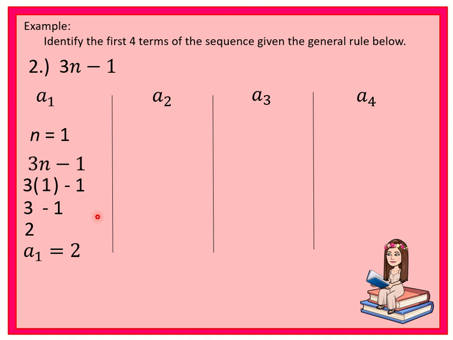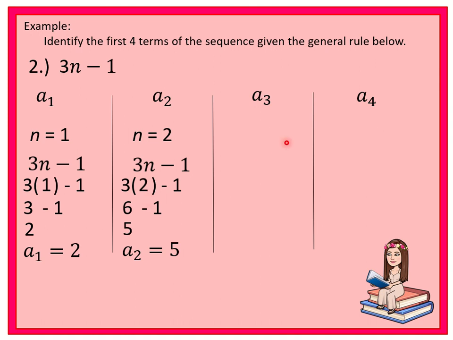Next, proceed tayo sa ating second term. So, second term, ang n ay magiging 2. Then, copy yung general rule, 3n minus 1. Third step, substitute natin yung 2 dun sa n. So, copy ko muna yung 3. Then, imbis na n, magiging 2. And then, copy minus 1. 3 times 2 is 6. Minus 1, we have 5. So, our second term is 5.